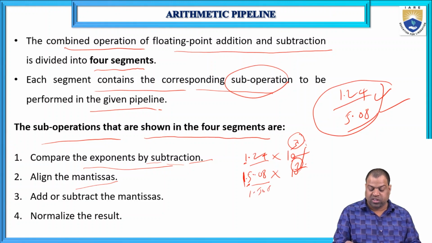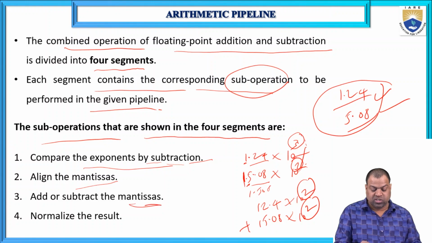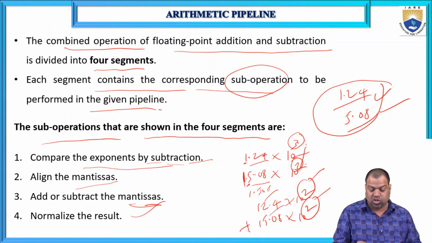Otherwise, we have to take here 1.24, here 15.08, 12.4 like this. Okay, 12.4 into 10 square plus 15.808 into 10 square. These exponents are balanced. Yes, exponents are balanced and the mantissa is also balanced. Then it is possible to add or subtract the mantissa. When is it possible? When exponents are balanced and the mantissa is balanced. Then only is it possible to add or subtract the mantissa, and normalize the result.